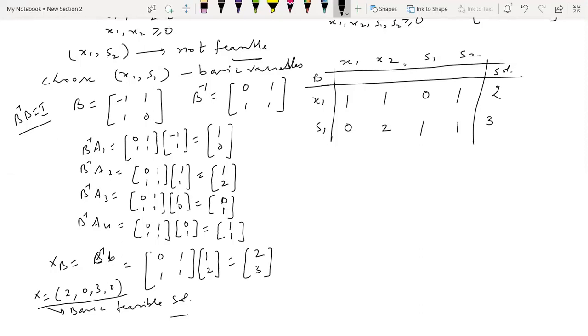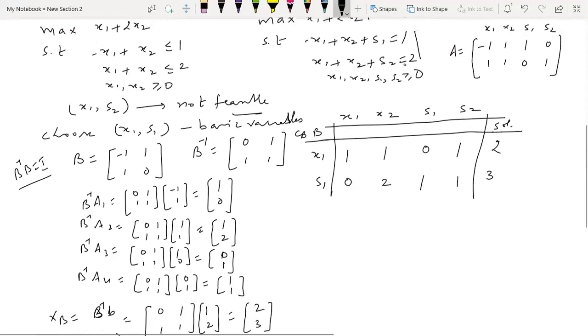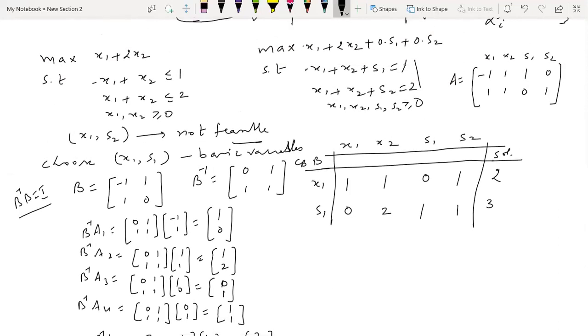Next we will be calculating Zj minus Cj. For Zj minus Cj, first we will write the cost coefficients. What is the cost coefficient of x1 in the objective function? The cost coefficient of x1 is 1. And the cost coefficient of s1 in the objective function is 0. So we write 0 here.